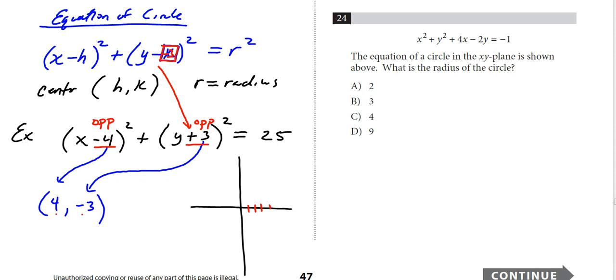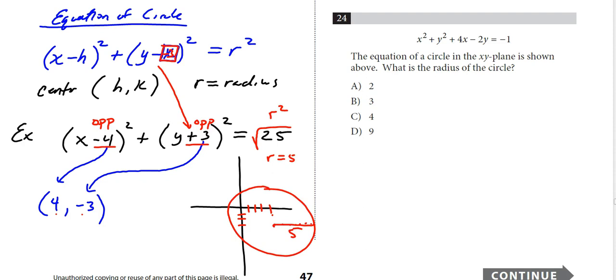So 1, 2, 3, 4, down 3. There's the center. And now the size of this thing: if r squared is 25, I have to take the square root, and the radius must have been 5. So then I go out 5 in each direction and put a circle there with a radius of 5. So that's a little bit of background on the equation of a circle.